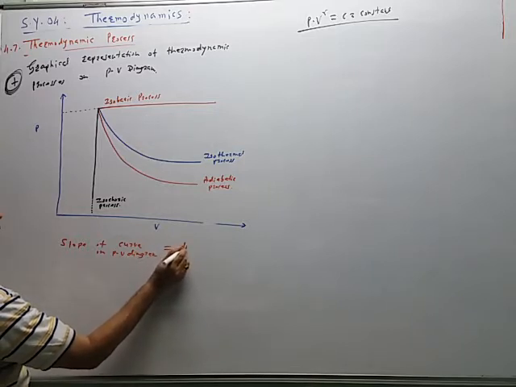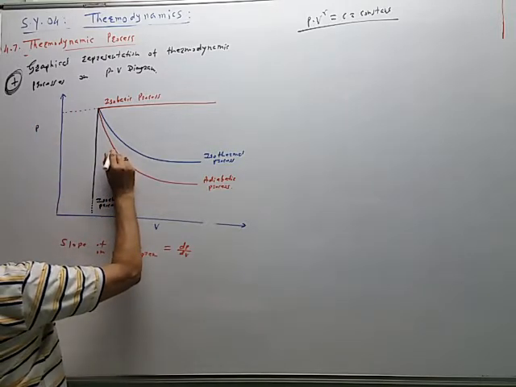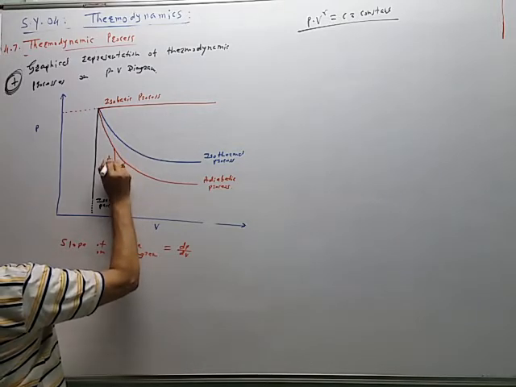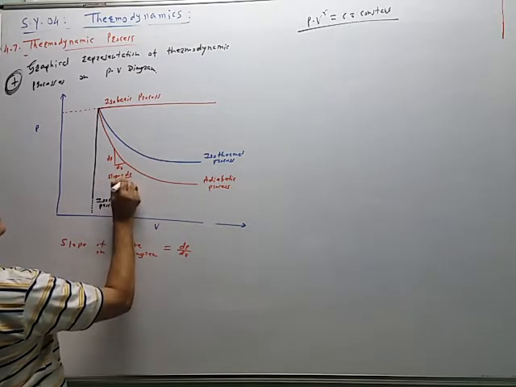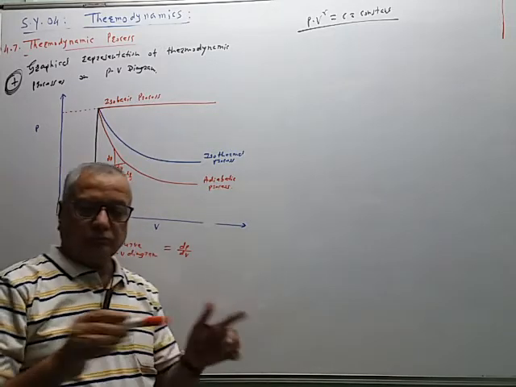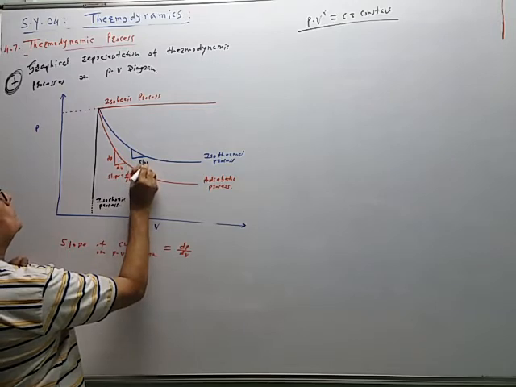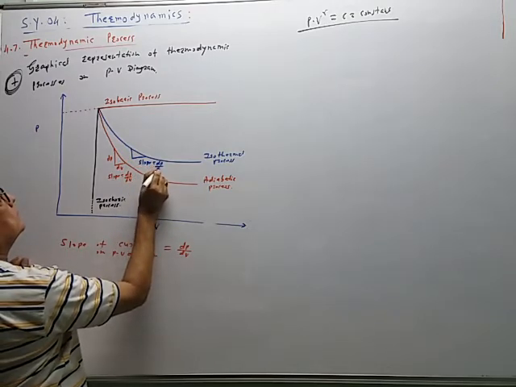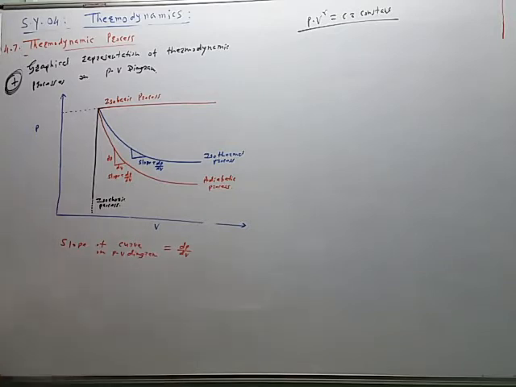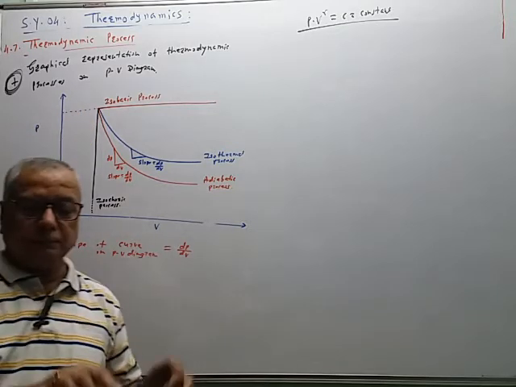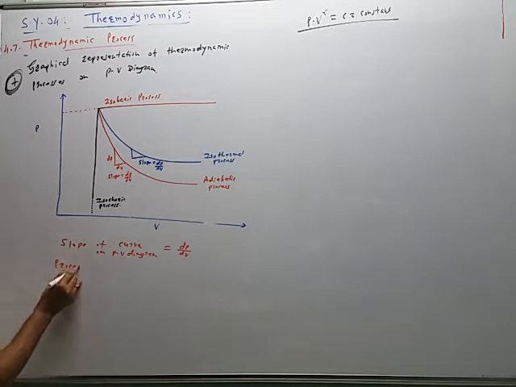Slope is equal to dP by dV, change in pressure dP upon dV. So this is the slope. This is dP, this is dV, and therefore the slope is equal to dP by dV. In this case also slope is equal to dP by dV. So these two slopes are different. Now we will give the slope of all these four processes. We will start from first. Process, slope.